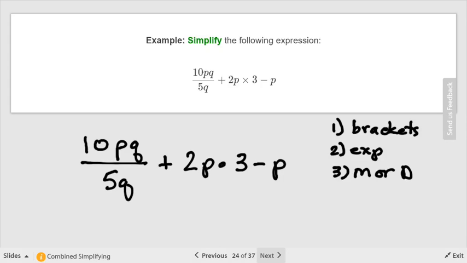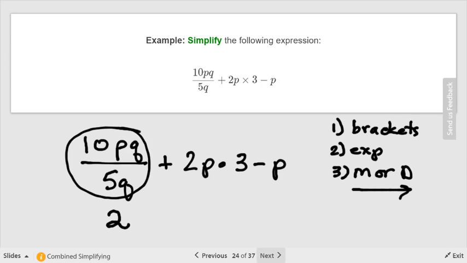Multiplication or division. And we say them at the same time because we do them from left to right, just like you're reading a book. Okay? So what's the first thing you see here? That's division, isn't it? Yeah. So let's do that first. So 10 divided by 5 leaves 10. Whoa, be careful. 10 divided by 5 is 2. It's harder to do when you're thinking.